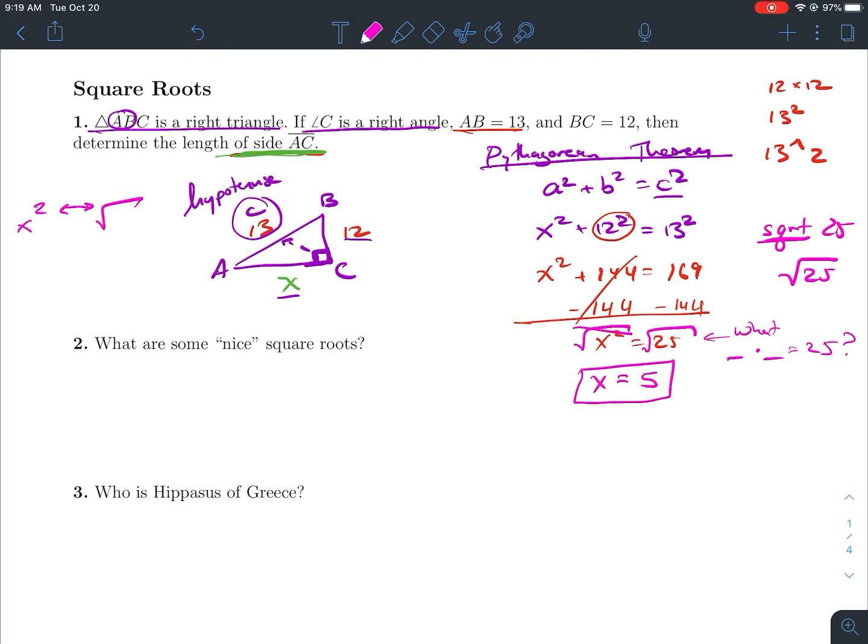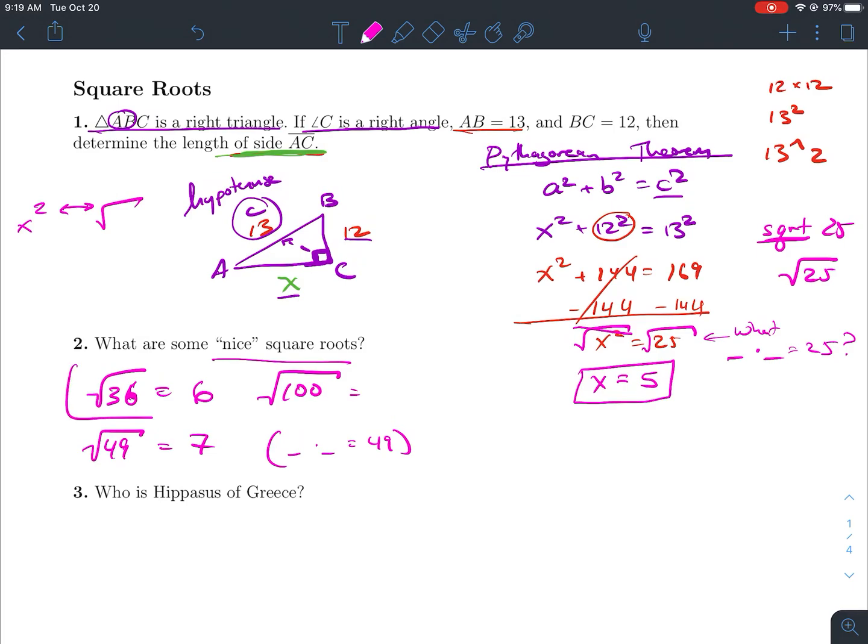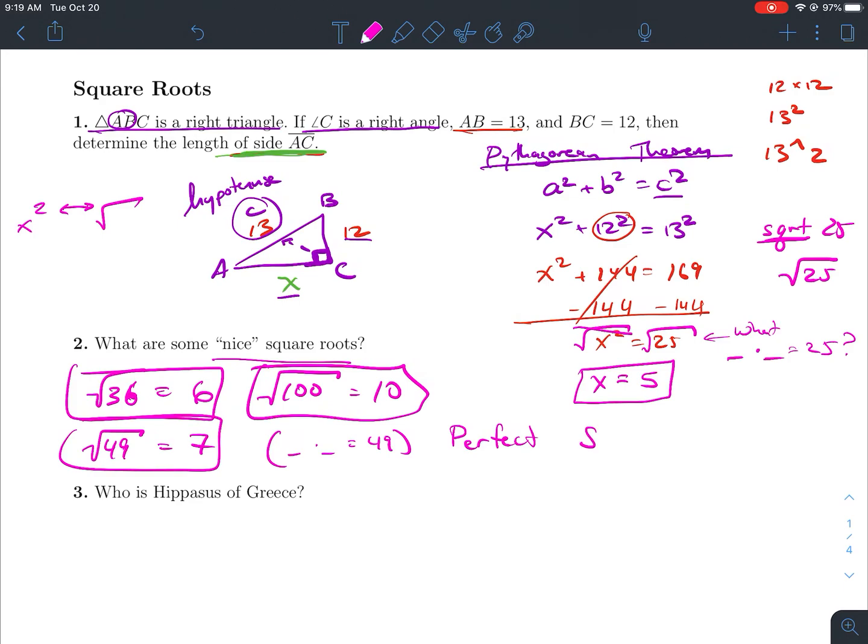All right, so there are many of these nice square roots out there. Some other nice square roots are the square root of 36. Because what number times itself gives you 36? That's 6. The square root of 49, what number times itself gives us 49? It's going to be 7. And finally, one more example would be the square root of 100. What number times itself gives us 100? That's going to be 10. And so numbers like this have a name. These are called perfect squares because they work out really well.